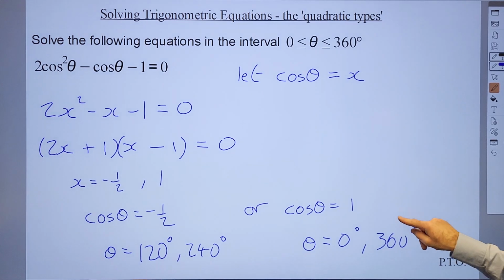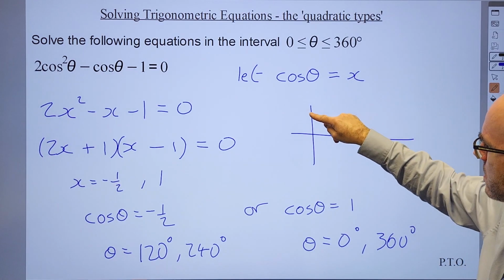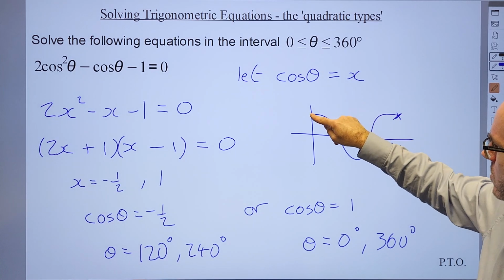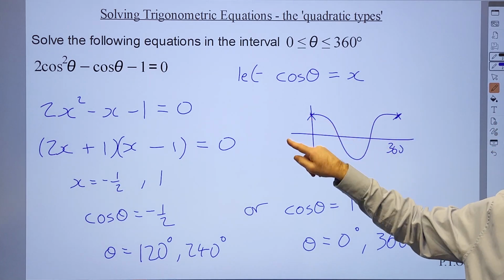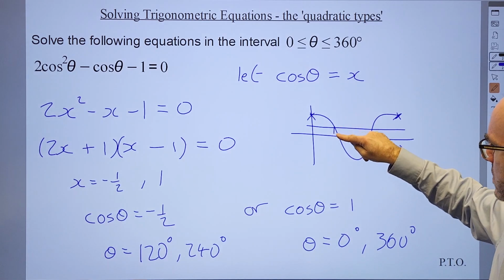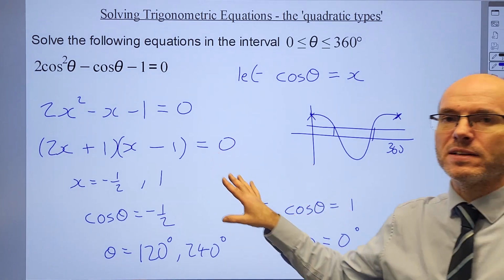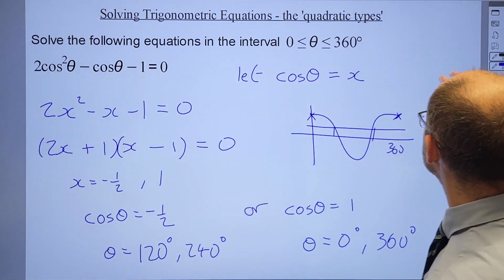But I'm hoping that you recognise the cosine graph and that here you've got 360 gives you 1 and 0 gives you 1 as well. And just for completeness, the other two solutions, 120, 240. So that's that. Okay, that's your first quadratic.